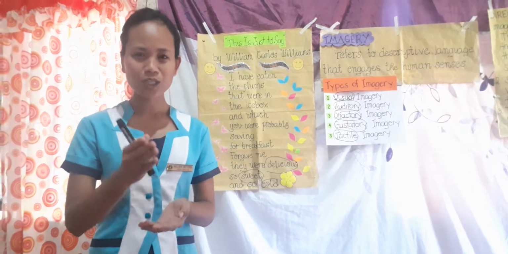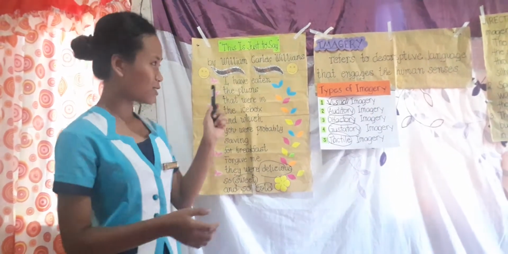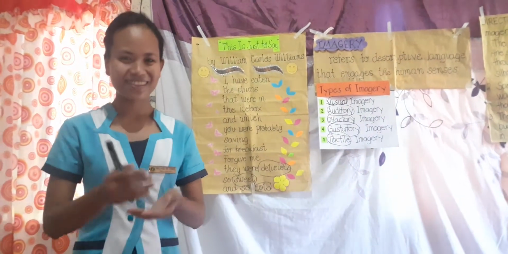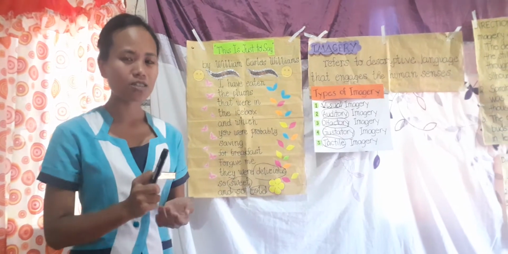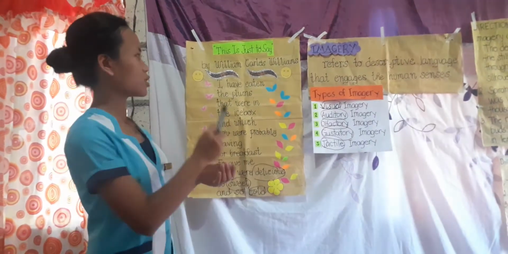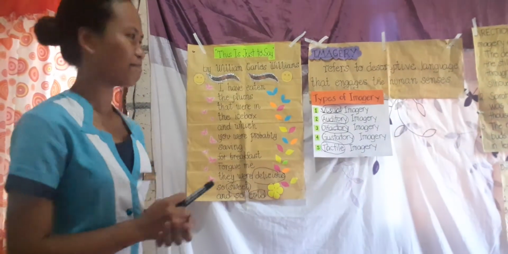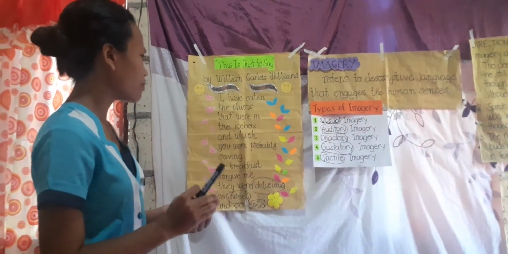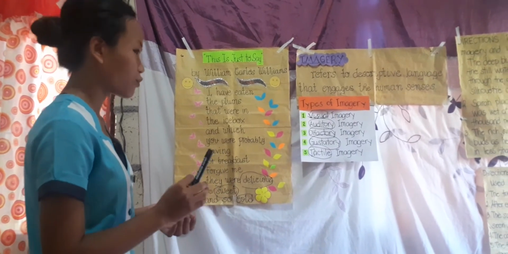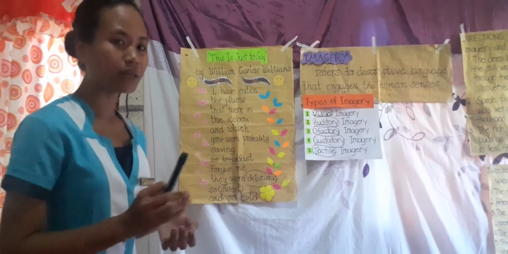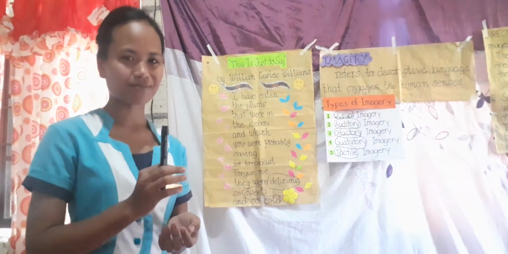Okay, before we start our lesson, please sit properly and eyes on the board, okay? Now, let us read this poem entitled This Is Just to Say by William Carlos Williams. Let me read it first. Please listen. I have eaten the plums that were in the icebox, and which you were probably saving for breakfast. Forgive me, they were delicious, so sweet and so cold.